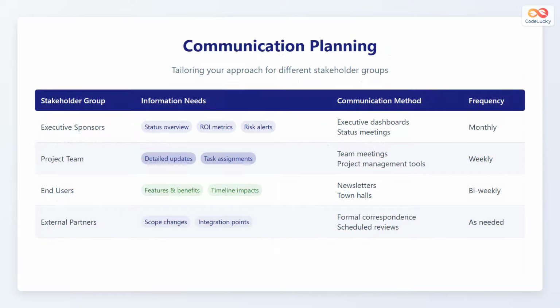Communication planning involves tailoring your communication approach for different stakeholder groups. Here is a sample communication plan. For executive sponsors, provide status overviews, return on investment metrics, and risk alerts through executive dashboards and status meetings on a monthly basis. For the project team, give detailed updates and task assignments through team meetings and project management tools on a weekly basis. For end users, share features and benefits, as well as timeline impacts, through newsletters and town halls every 2 weeks. Finally, for external partners, communicate scope changes and integration points through formal correspondence and scheduled reviews as needed.